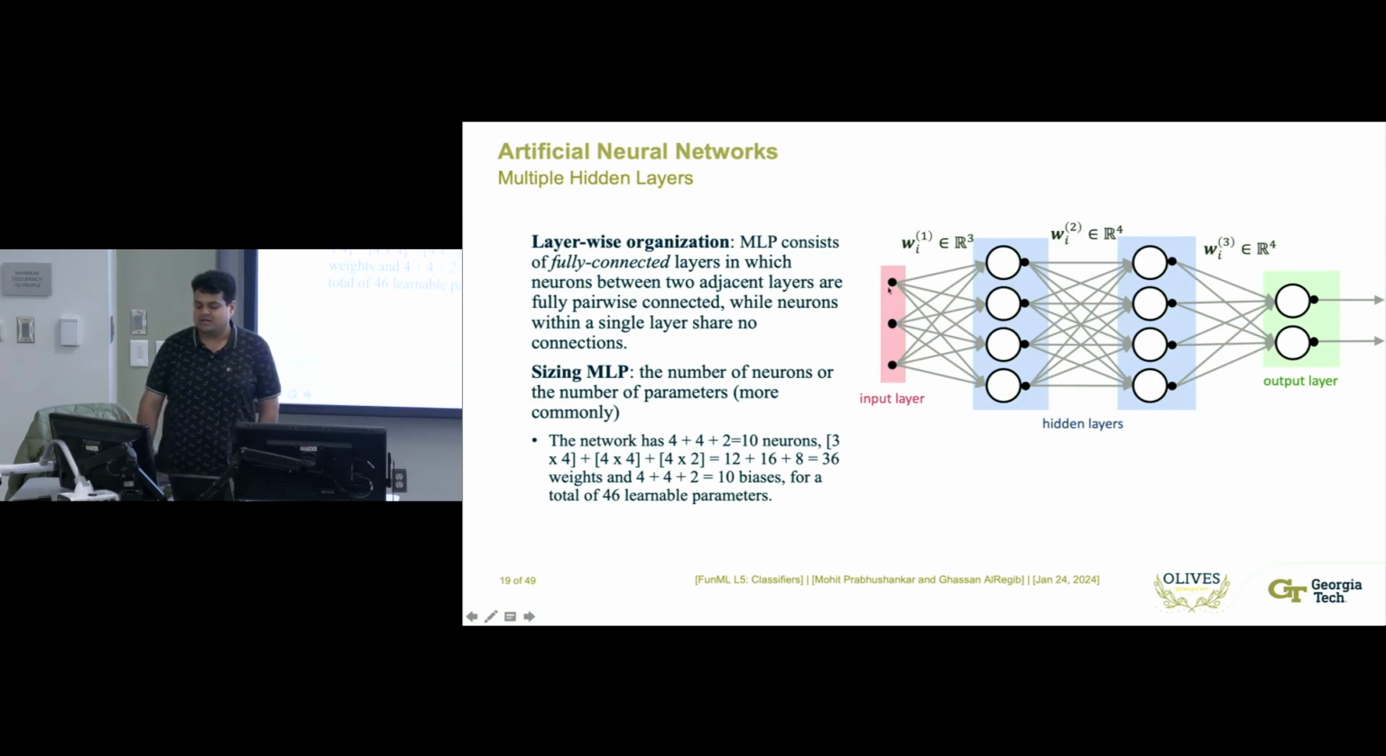And the number of weights is going to be 4 multiplied by 3 in the first layer, 4 multiplied by 4 in the second layer, and 4 multiplied by 2 in the third layer. It's essentially just the number of weight parameters that exist. So even in this small framework, you see that there are 36 weights and 10 biases, right? So that means there are 46 learnable parameters.